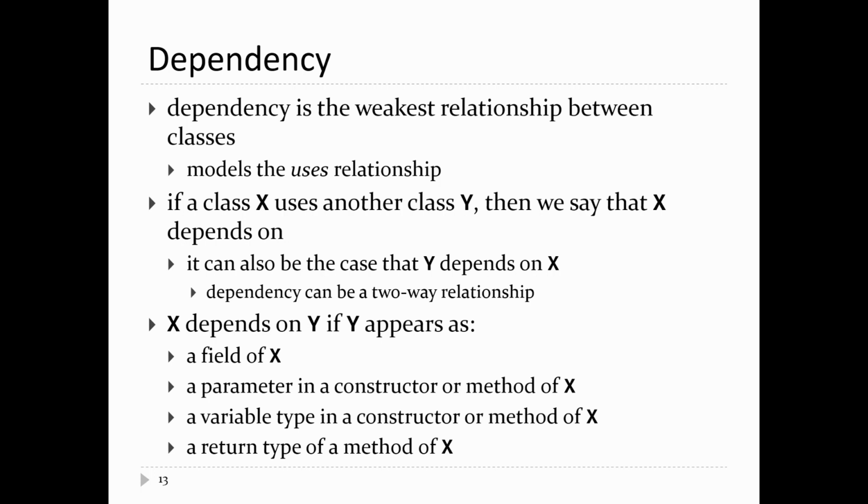So what's the weakest relationship that you can have between two classes? The weakest relationship you can have between two classes is one called dependency. Dependency models the uses relationship. So if a class uses another class, then that class has a dependency on the other class. If class X uses a class Y, we say that X depends on Y. Now, Y might also use X, so dependency can be a two-way relationship, just like in real life between people.